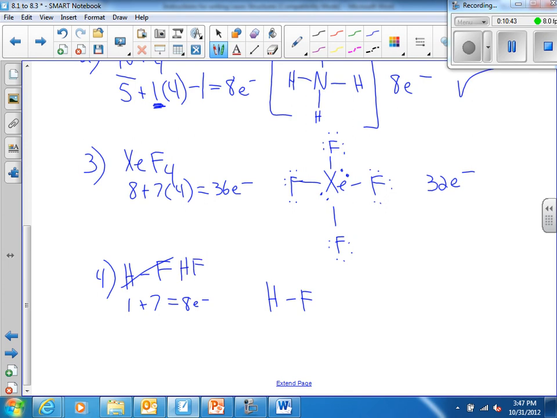Okay, fill in our octets. We don't fill in an octet for hydrogen, but we do for fluorine. And now we're going to check our electrons. This is 8 electrons, and we needed 8, so we are done.